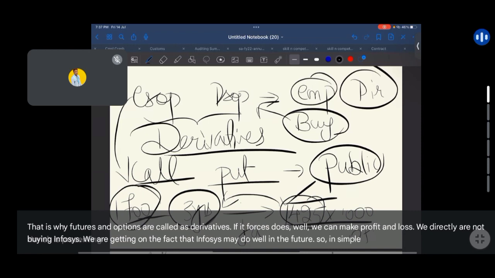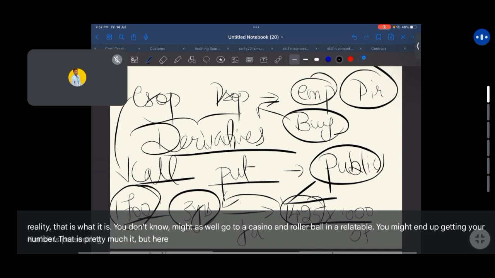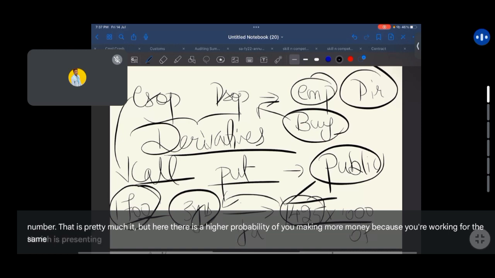So in simple words, all of this is gambling. In reality, that is what it is. You don't know. You might as well go to a casino and roll a ball on a roulette table. You might end up getting a number. That is pretty much it. But here there is a higher probability of you making more money because you're working for the same company. So if you work hard enough, this 1425 will become 1700. It will fetch you profits.